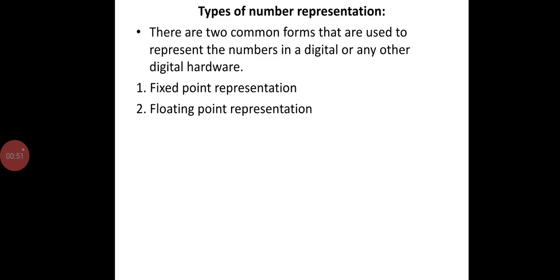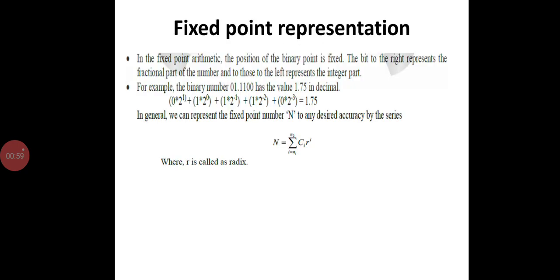And the types of number representation. There are two common forms that are used to represent numbers in digital form, that is fixed point representation and floating point representation. In fixed point arithmetic, the position of the binary point is fixed, and the bits to the right represent the fractional part of the number, and those to the left represent the integer part.